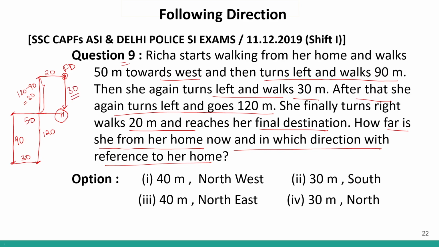And we have to find out how far is she from her home, 30 meters, in which direction with reference to her home. So with reference to her home, she is definitely in the north direction. So our answer will be 30 meter north, which is option number 4.